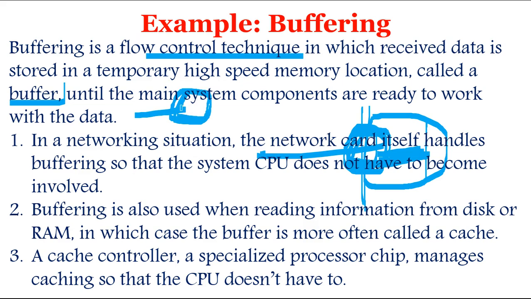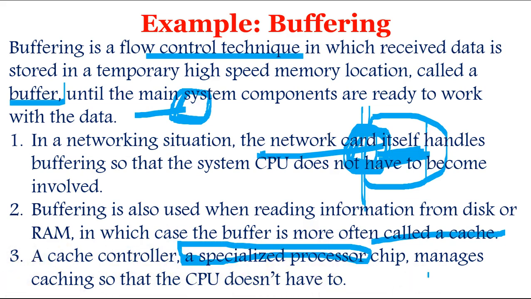Buffering is also used when reading information from disk. For example, if I'm opening anything that is coming from disk, in that condition also buffering will play a role. In which case the buffer is more often called cache. And a cache controller, a specialized processor chip, manages caching so that the CPU doesn't have to. So here one specialized chip will handle that caching if I'm opening anything, and that chip will be taking care of that process. So the CPU will not be involved here and will not have to do hard work.